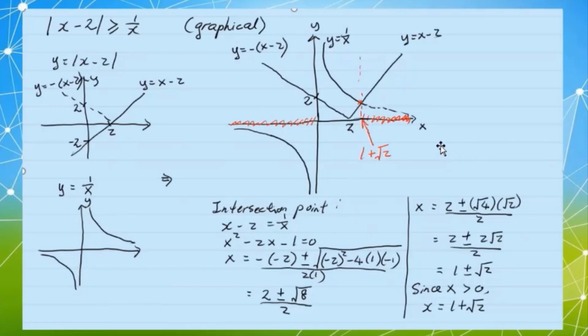So therefore, we can write the solution here in set notation where x is less than 0 but not included 0 because 0 is the asymptote. Then another one is x is greater than 1 plus square root of 2 and included the point 1 plus square root of 2 because the inequality is greater than and equal to.